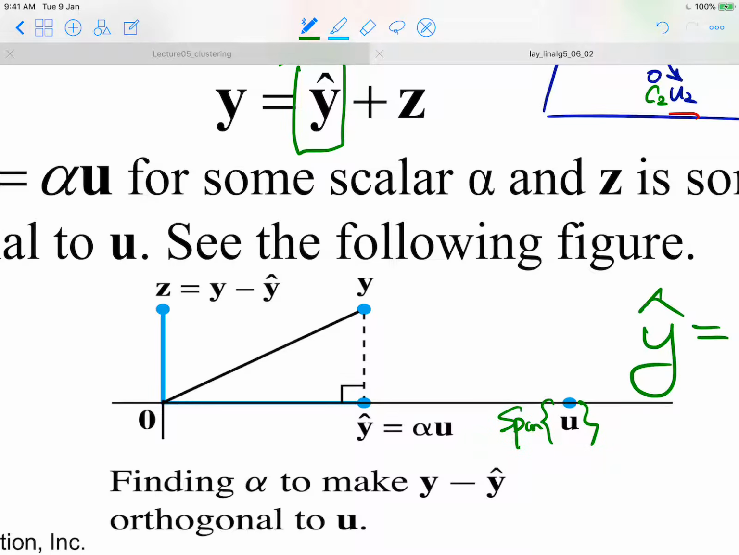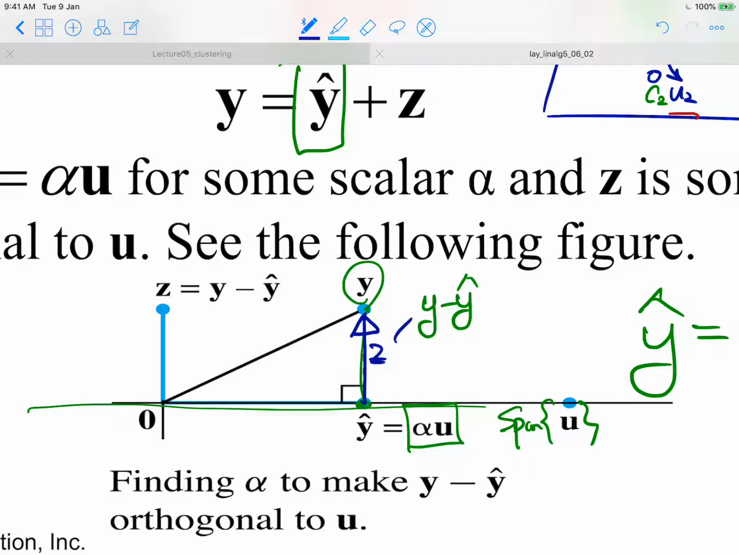Okay, right? So let's consider the subspace spanned by this u. Their linear combination will be represented as alpha times u, and then y is outside of the span, or this line, and this guy is the orthogonal projection y hat, right? And then we do the same trick, y minus y hat, which is this part. So this is our z, right? And z is perpendicular to u, right?